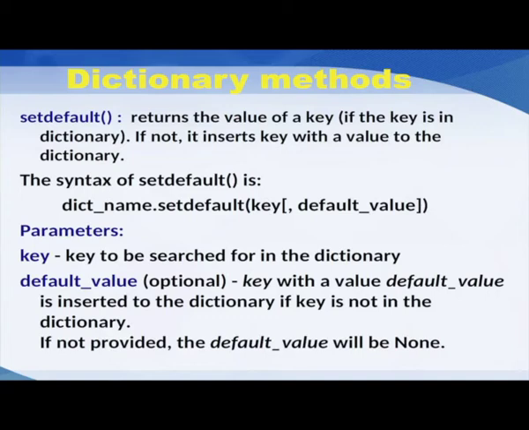Then the next method is setdefault. This method returns the value of a key if the key is in the dictionary, else it inserts the key with the value into the dictionary. The general syntax of setdefault is dictionary name dot setdefault with two arguments: one is the key and the second argument is an optional default value. If you do not give a default value, None will be considered. So, key is the key to be searched in the dictionary and default value is the value to be inserted in the dictionary if the key is not in the dictionary.